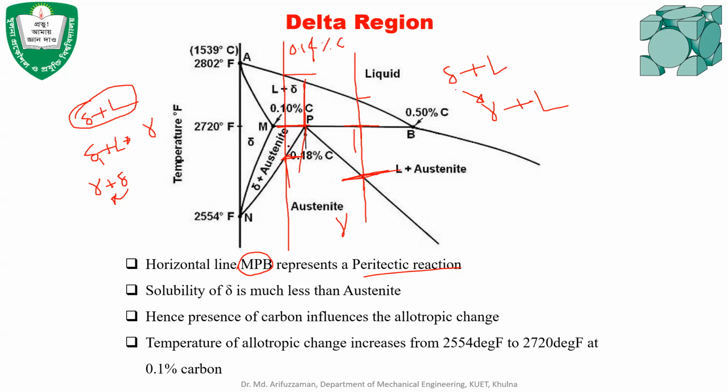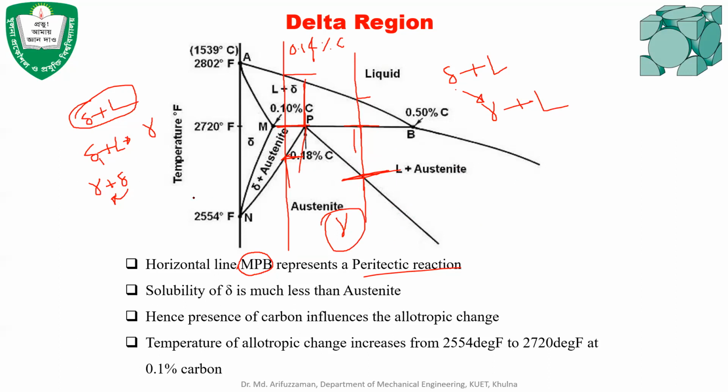If you move rightward, that means you are increasing the carbon content. Yes, sir. If you are increasing the carbon content, then it is influencing the structure. Actually, it is not forming any delta anymore. With more and more carbon, when the temperature drops below the peritectic temperature line, there is austenite. That means the structure has been changed to gamma, which is face-centered cubic. That's what is occurring here. Okay. Did you understand? Yes, sir. Okay. So this is how the delta region works.